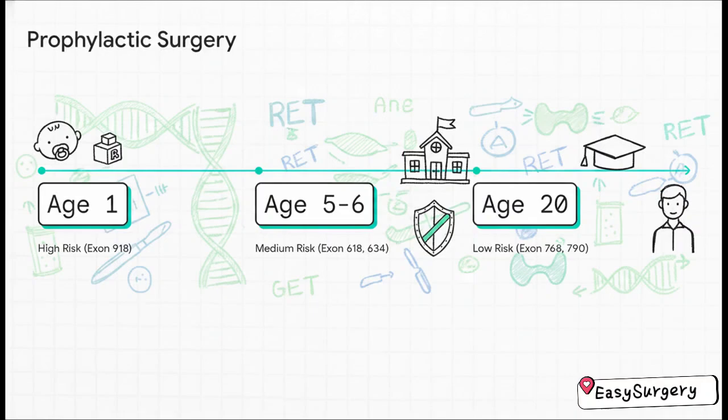actually perform prophylactic thyroidectomies based on the exact exon mutated. These specific exons dictate our surgical timeline. For low-risk mutations, surgery happens around age 20. For medium risk, like exon 634, we operate around age 5 to 6. But if a child has the high-risk exon 918 mutation associated with MEN2B, we remove their thyroid by their very first birthday.